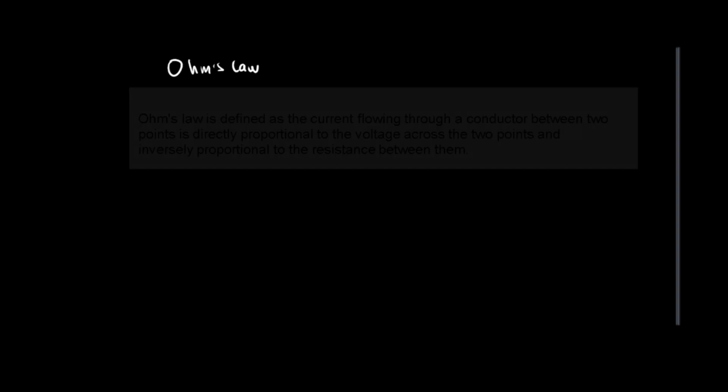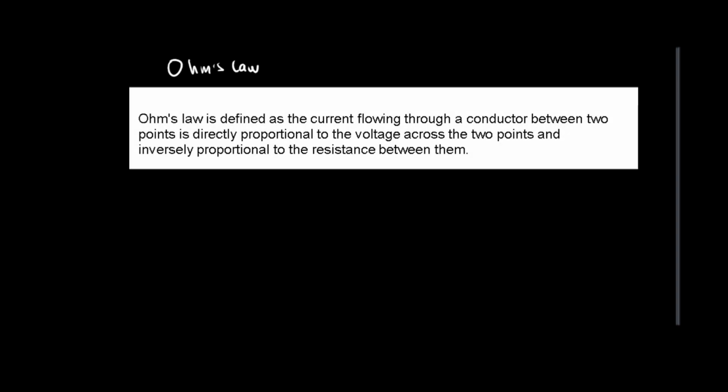Let's begin. Ohm's law is defined as the current flowing through a conductor between 2 points is directly proportional to the voltage across the 2 points and inversely proportional to the resistance between them. Mathematically, Ohm's law is represented as I equals V over R, where I is the current in amperes, V is the voltage in volts, and R is the resistance in ohms.